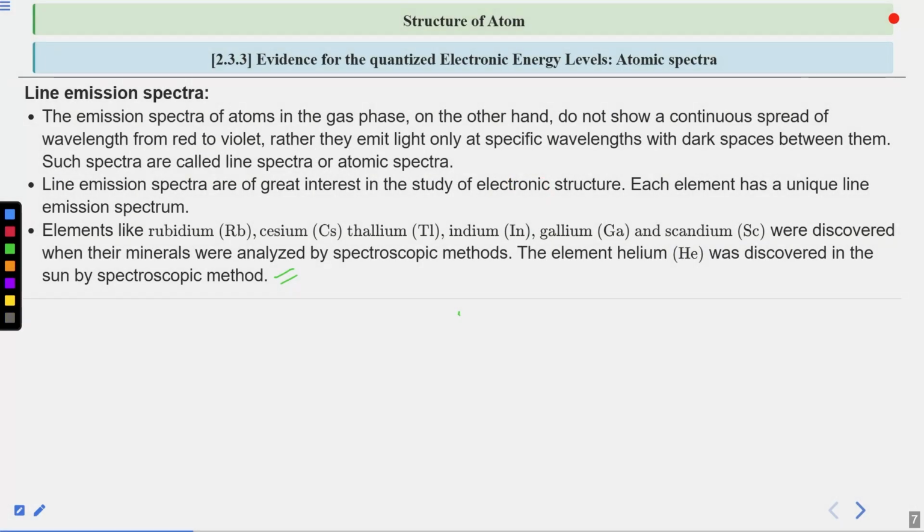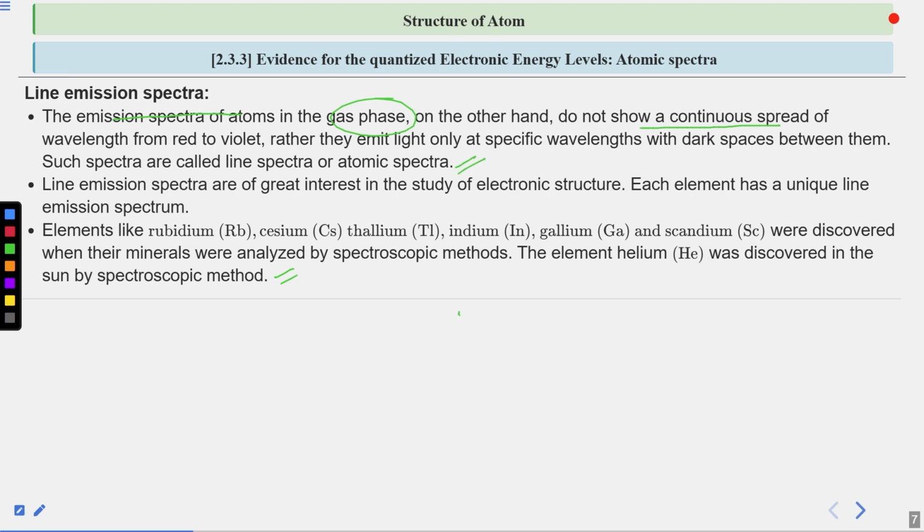So this same thing has been mentioned here, that the emission spectra of atoms in the gas phase, on the other hand, do not show a continuous spread. It is not spread out, but rather it is giving a straight line, called the line spectra or atomic spectra.